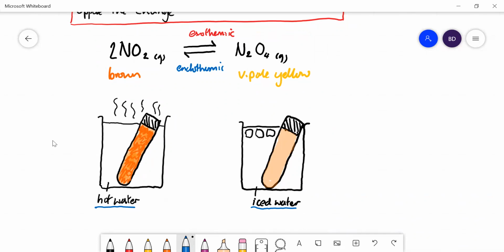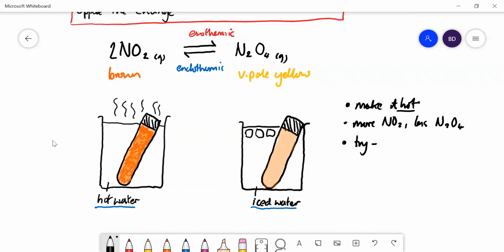Just to show that this is due to a change in the position of equilibrium, if you swap the tubes about, whatever tube it is that goes in the hot water always goes the darker brown. So that tells us when we try and make it hot, we get more NO2 and less N2O4. You can tell that from the color. And why is that? Well, according to Le Chatelier's principle, if we try and make it hot, it will try and make it cold by moving in the endothermic direction.